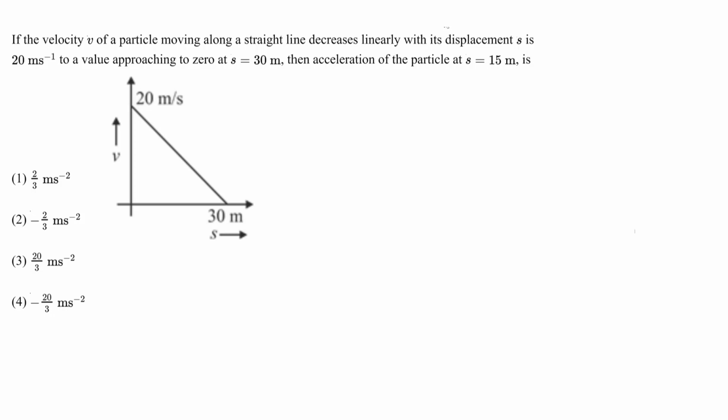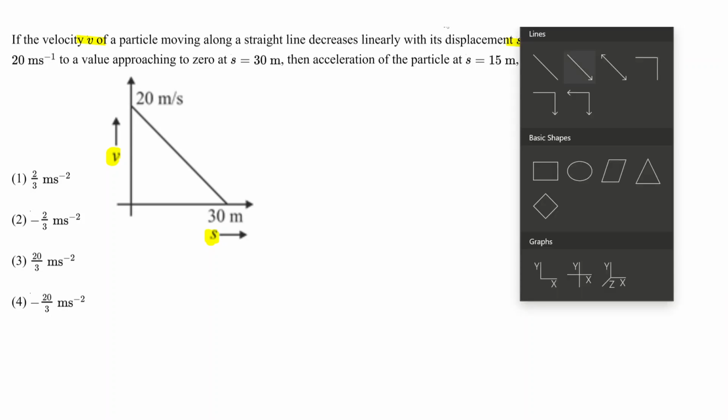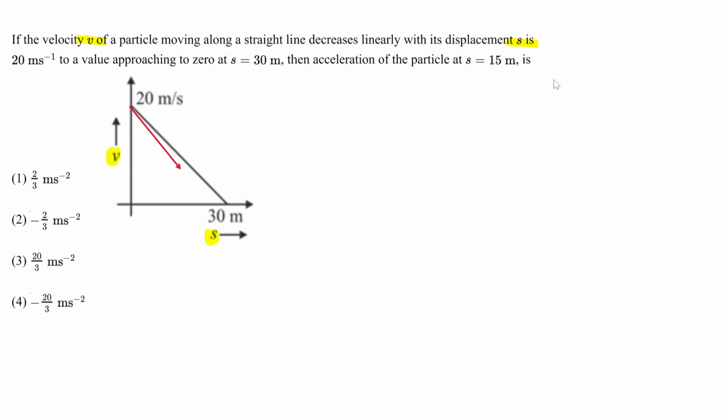Students, in this question we are given that the velocity of a particle moving along a straight line is decreasing linearly with its displacement. So you are given a velocity versus displacement curve, and the particle is moving such that its velocity is continuously decreasing at a constant rate with respect to the displacement.